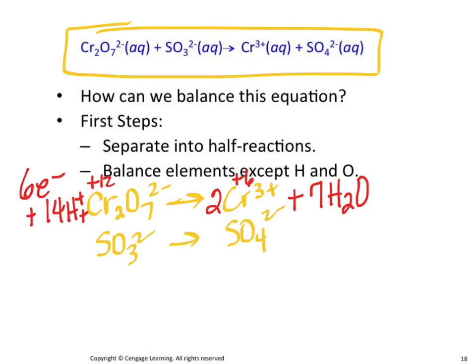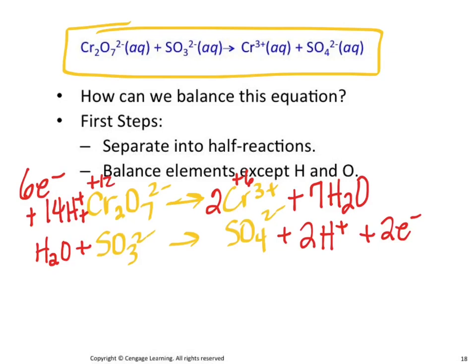Go to S. S is balanced. Now we deal with oxygens. So we add how many waters? 1 water. So oxygens are balanced. Now we add hydrogen. So how many hydrogens do we need to add? So we add 2 H pluses. And now we need to take care of our charge by adding electrons. So we have a -2 and we have a 0 on the other side. So we need to add 2 electrons.